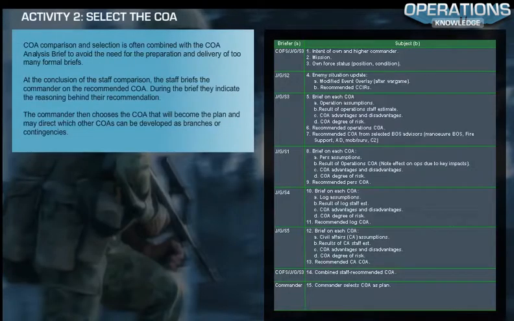Course of action comparison and selection is often rolled into the course of action analysis brief to avoid the need for the preparation and delivery of too many formal briefs. After the staff recommends their chosen course of action, it is the commander who will select the course of action that will become the plan. The commander may direct that other potential plans be modified as branches or contingency plans.